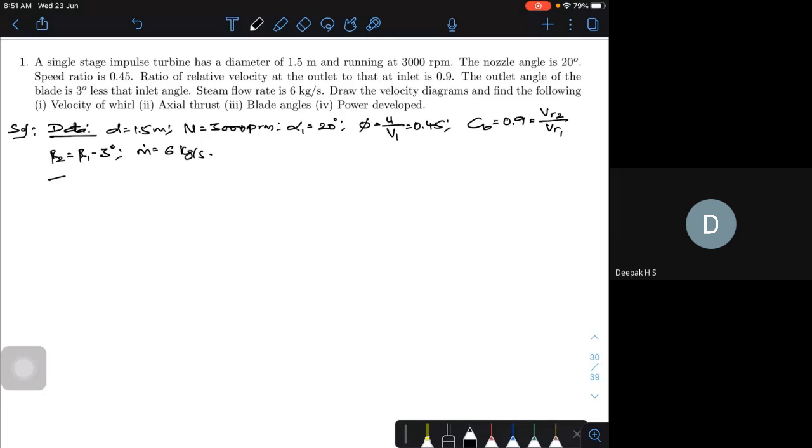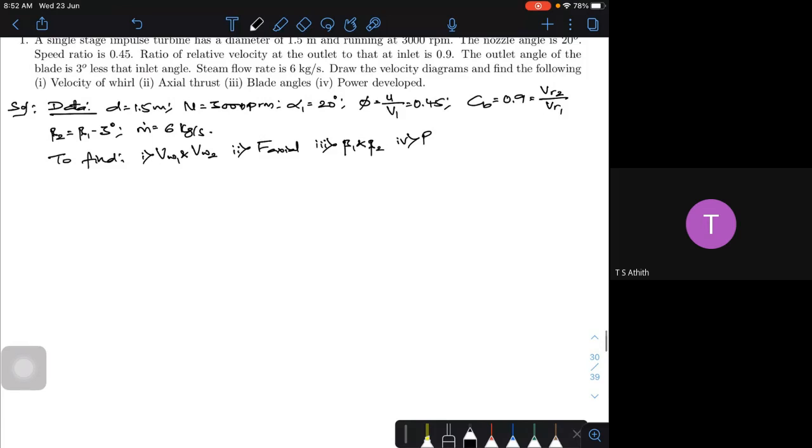What we are supposed to find? We are supposed to find the first one, the vw1 and vw2, the velocity of the whirls. Then the second one is the axial force or axial thrust. The third one is the blade angles beta 1 and beta 2. I think if you're able to find one angle, the other one automatically will come. And the last one is the power torque. So these are the four things which we are supposed to find.